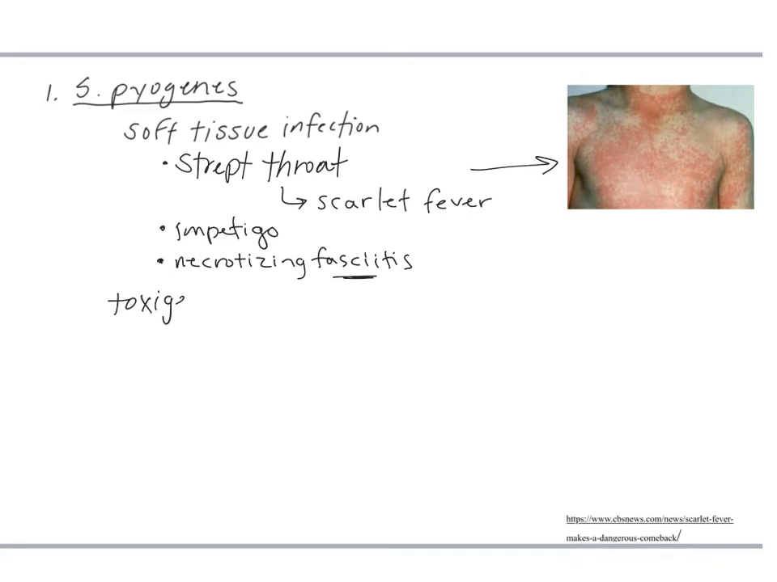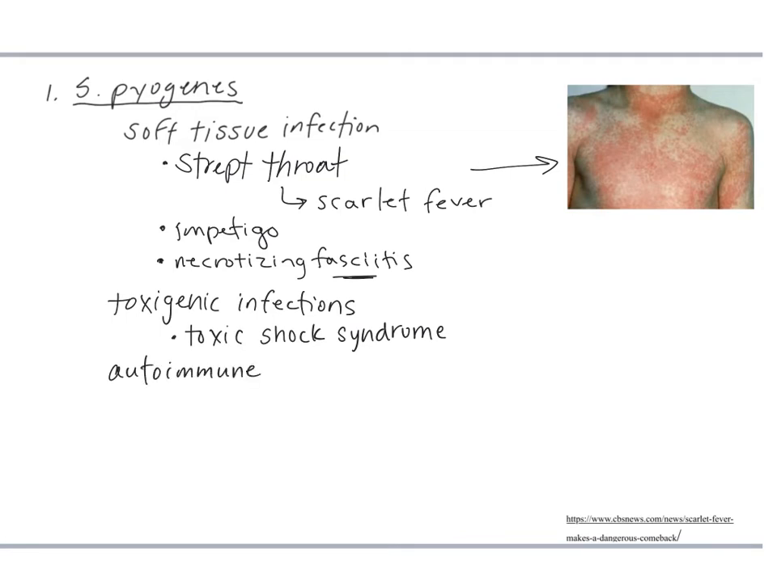Some toxigenic infections. So these are strains of Strep pyogenes that are particularly good at producing toxins. This organism can also cause a form of toxic shock syndrome. So again, some similarities with Staph aureus. We talked about that last time. And then there are some autoimmune problems that Strep pyogenes can cause.